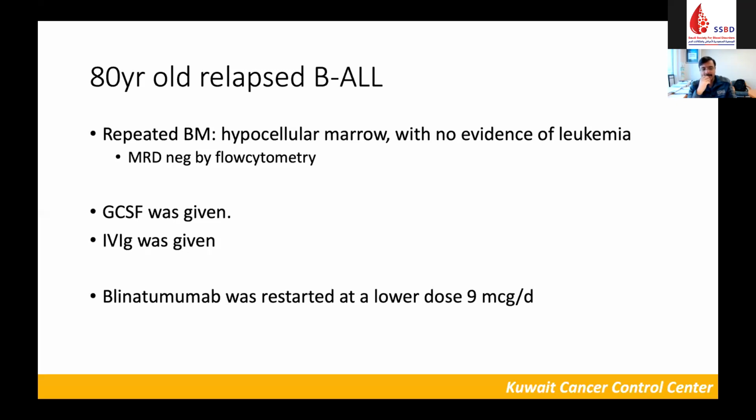So we repeated her bone marrow because of the delayed count recovery, and we were afraid of the relapse at that time. The repeated bone marrow showed a hypocellular marrow with no evidence of leukemia, and the flow cytometry showed that she is still MRD negative. So we gave her G-CSF, we gave her IVIG because she had hypogammaglobulinemia because of the Blinatumomab, and the Blinatumomab was restarted at a lower dose of 9 mics per day.